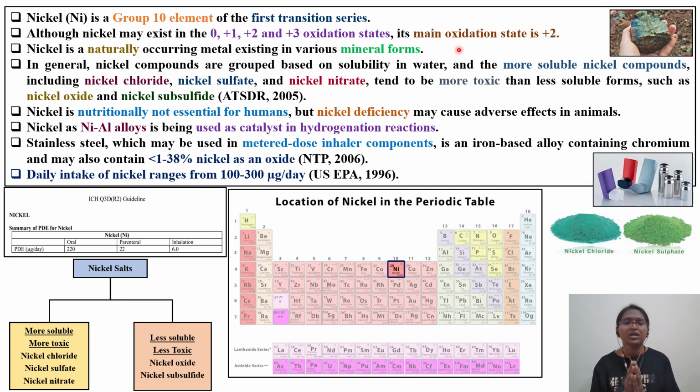Nickel exists in various mineral forms and various salt forms, like nickel chloride, nickel sulfate and nickel nitrate, which are more soluble. Since they are more soluble, they are more toxic than the less soluble forms. Examples of less soluble forms are nickel oxide and nickel sulfide. So more soluble, more toxic; less soluble, less toxic. You have to understand the solubility.